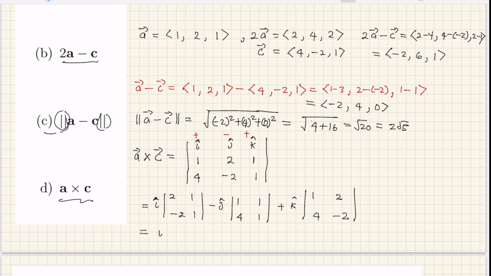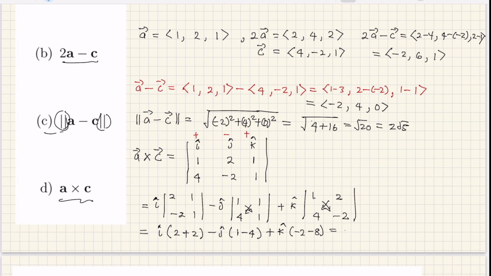Which is 2 times 1, which is 2, and then minus 2 times 1 is minus 2. Multiplied by minus, we have plus 2. Then minus j multiplied by 1 times 1, which is 1, then 4 times 1 is 4. Then we multiply by minus, we have minus 4. And then plus k multiplied by 1 times minus 2 is minus 2, then 4 times 2 is 8. Then we multiply by minus, this is going to be minus 8.